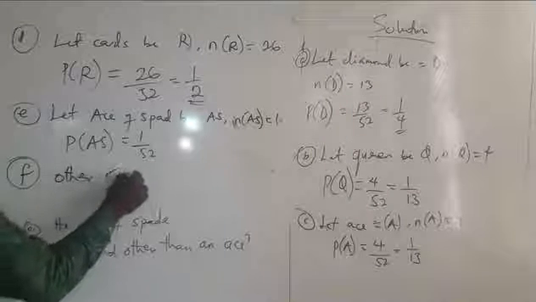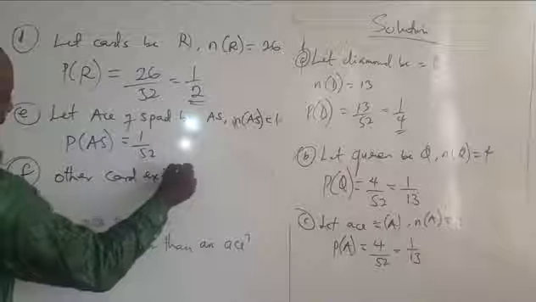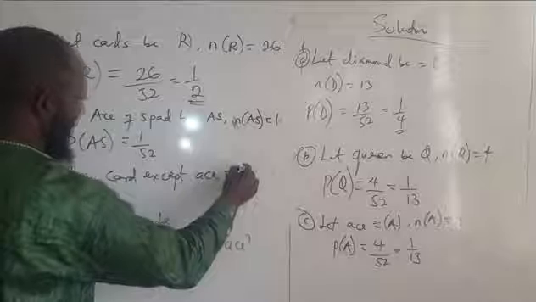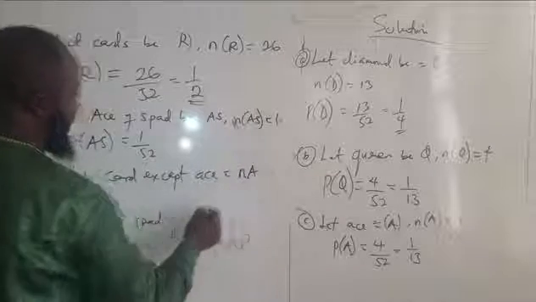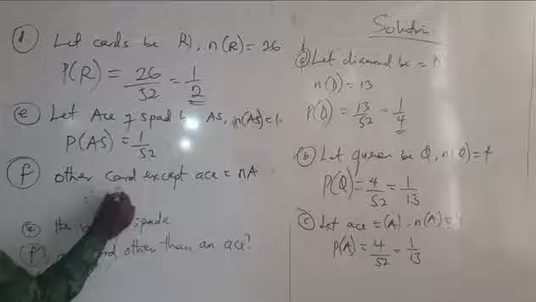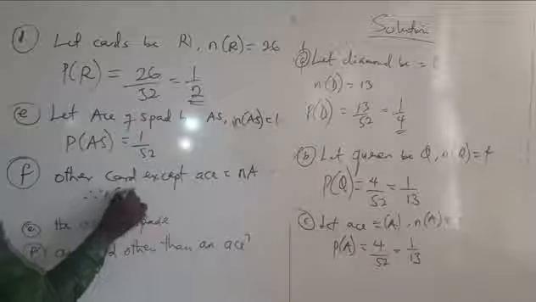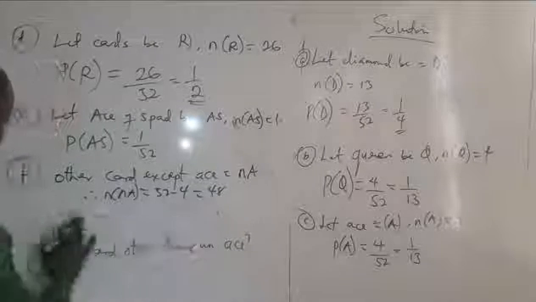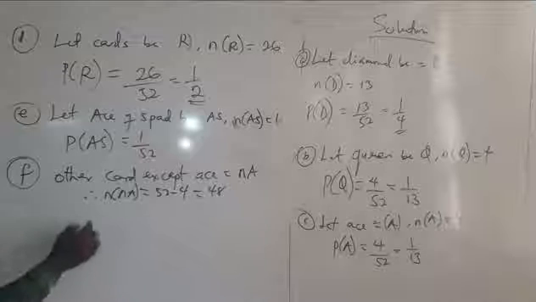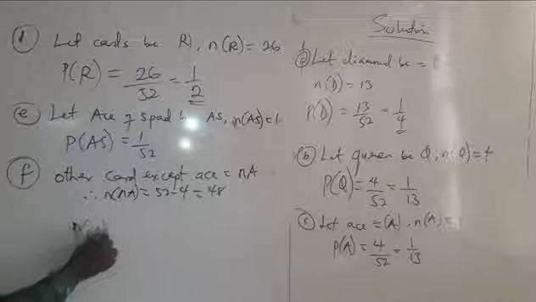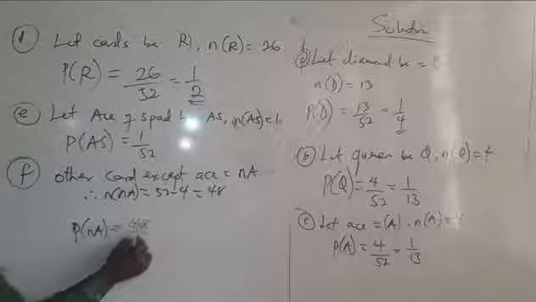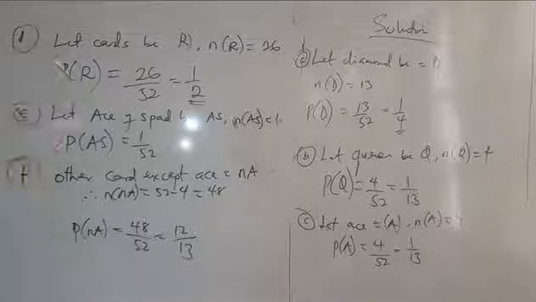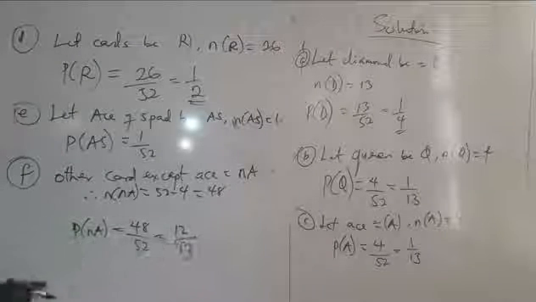Other cards except ace. Let it be not ace. So therefore, number of not ace will be 52 minus 4, which is 48. So in that case, probability of not ace will be 48 divided by 52. And that gives us 12 over 13 by the time we solve it. So that is that. And we can solve it another way.